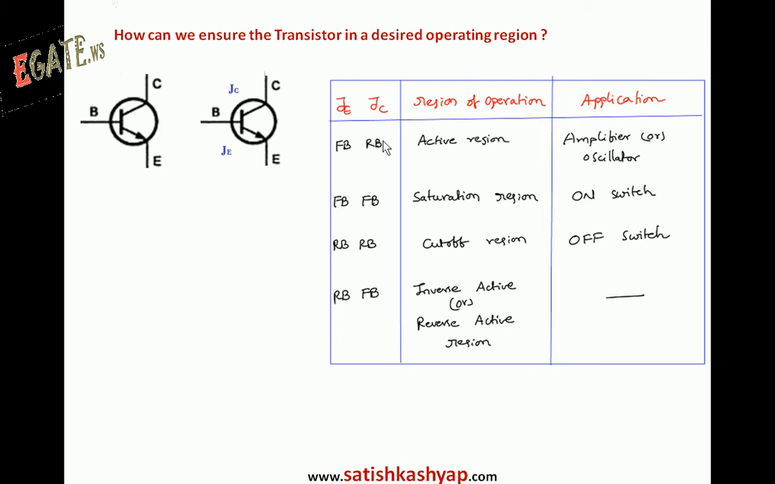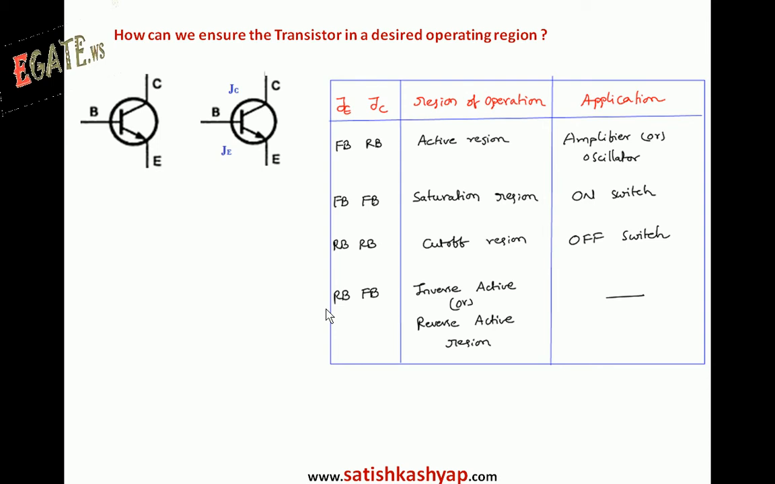Generally, a BJT is called a current controlled device, meaning the output current is controlled by the input current. So you must be able to apply an input current such that it can be amplified and you get the output current. But if the input junction, that is the emitter base junction itself, is reverse biased, under reverse bias no current flows, so there is no chance of applying the input signal, and it doesn't find any applications.